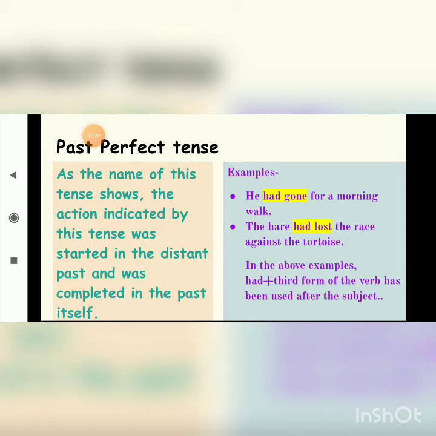Examples: he had gone for a morning walk. The hare had lost the race against the tortoise. We can see, students, the two examples I have given over here. If we look into the above examples, the word had is used for past perfect tense, plus the third form of the verb, after the subject. Okay, students, so what does it mean? First we use the subject, then we use the word had, after that we use the third form of the verb. So I hope, students, this much is clear to everyone.